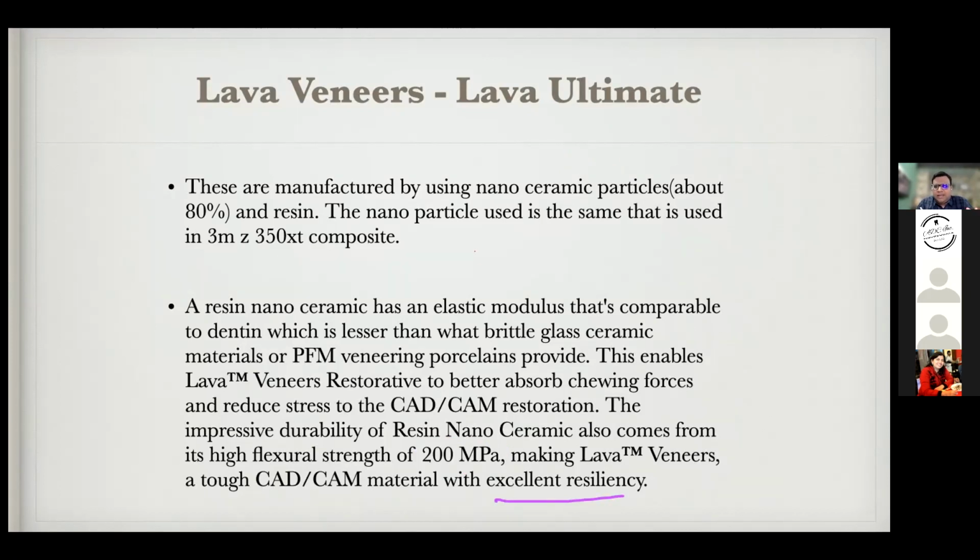If you have a chip that happens, you can easily repair that chip. So repairability is one of the biggest advantages when you use composite indirect, and also the cost, obviously.